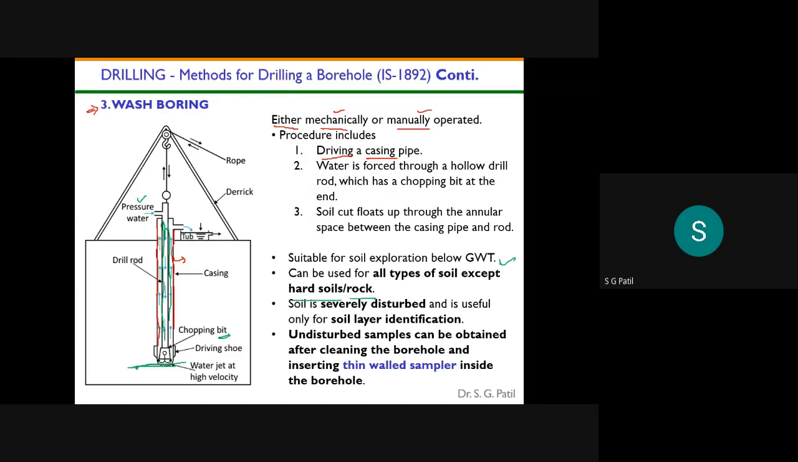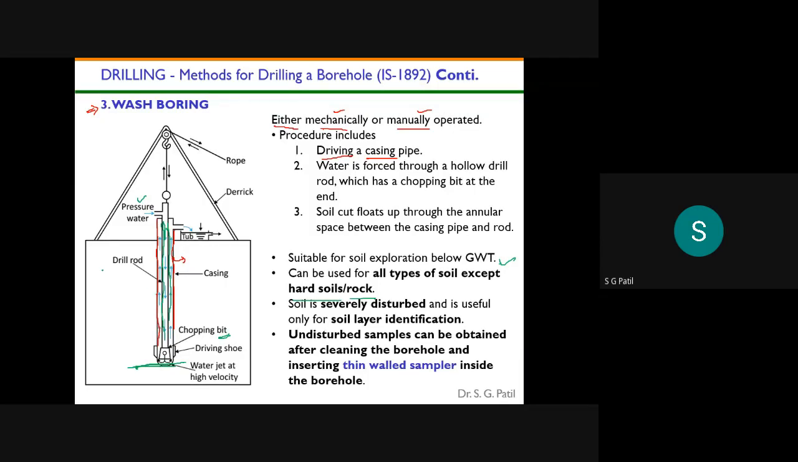Then what you can do? You remove this chopping bit, and then you attach the sampler. Okay, so a thin walled sampler will be there. That sampler you attach here, and then push inside the ground. And once you get the soil sample, then take out the entire assembly outside and then remove the soil sample. Okay, so whatever soil you get from this kind of mechanism will be undisturbed soil samples.